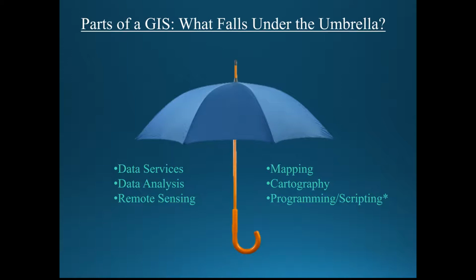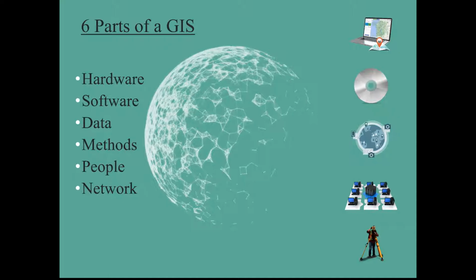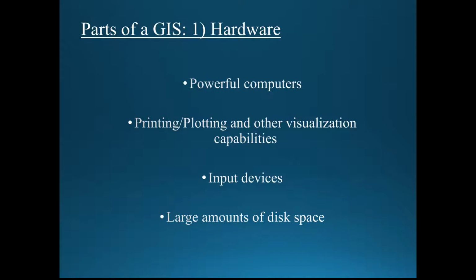So thinking about whether or not you might fall under this umbrella, these aren't the only things that fall under here. These are just some general examples that we often look at. All right. And we also have 6 major parts of a GIS. We have hardware, software, data, methods, people, and our network. Let's get into each of those.